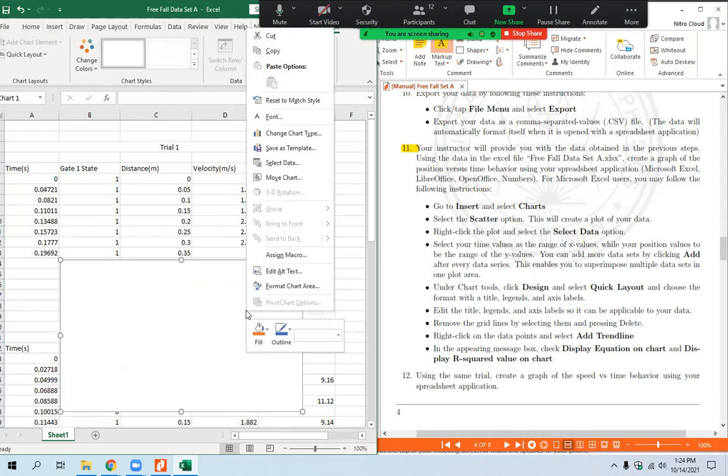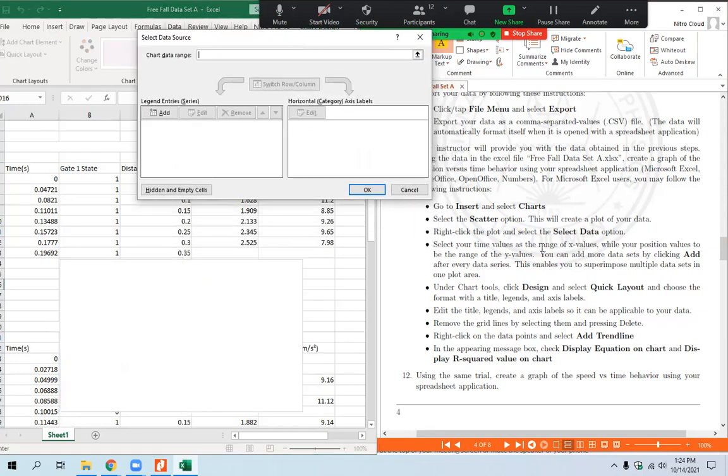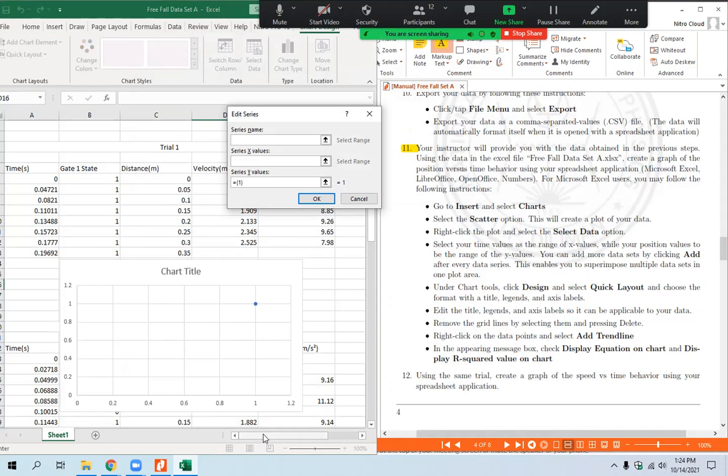So chart area, select data. Okay. Select your time values as your range of X values. So from select data, mag-add tayo. Sabi daw time yung gawin nating independent, gawin nating X. So series name muna. Pag mag-edit series kayo, baka magkalito dito kayo, mag-input kayo agad. Series name muna. So anong gusto nating i-plot? Position, XT curve. So for example, trial 1.